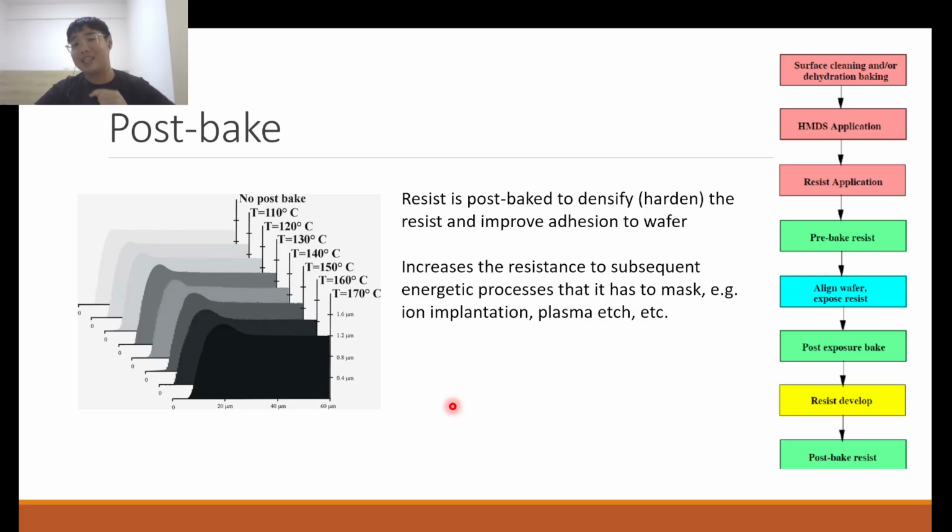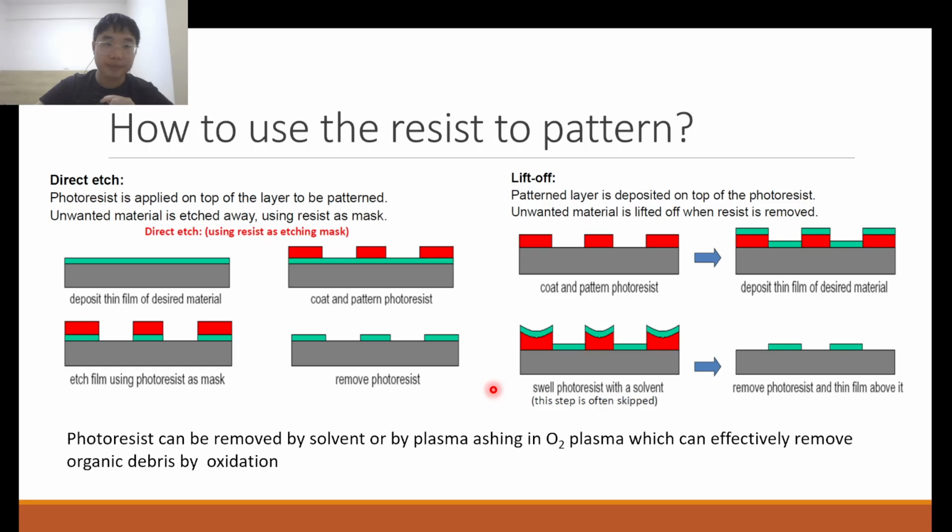However, post bake is still necessary to densify the resist, to increase its resistance to subsequent energetic processes that it needs to mask. For example, ion implantation and plasma etch, these are highly energetic and damaging processes. So if your photoresist is not strong enough, it could affect subsequent processes.